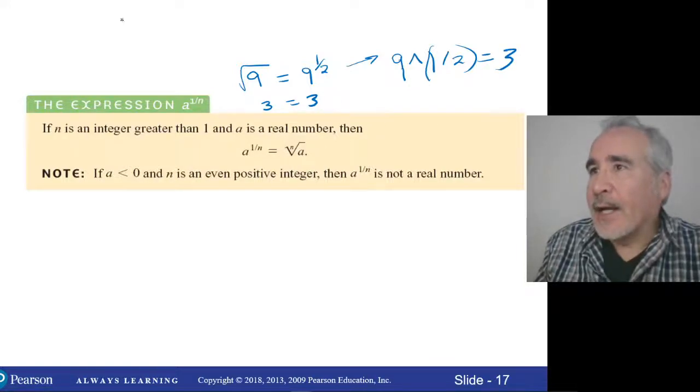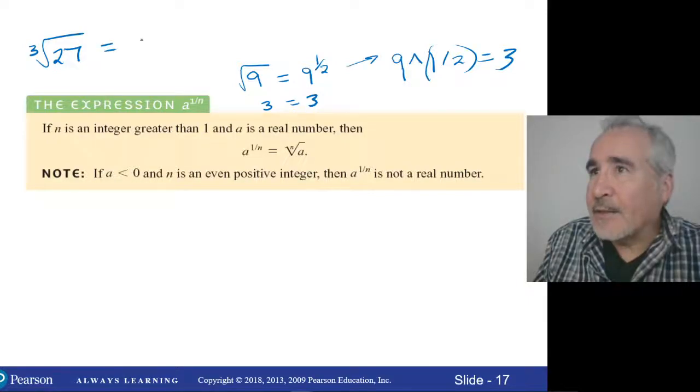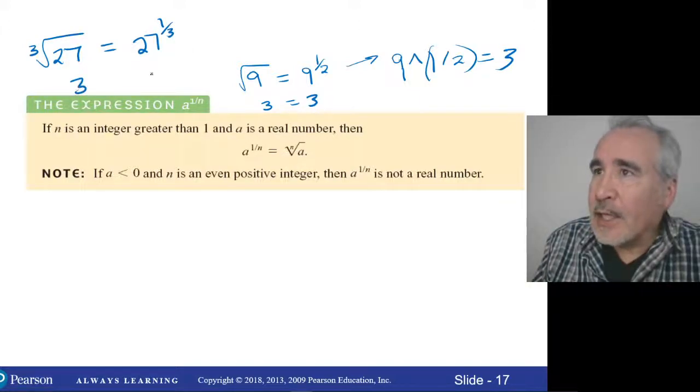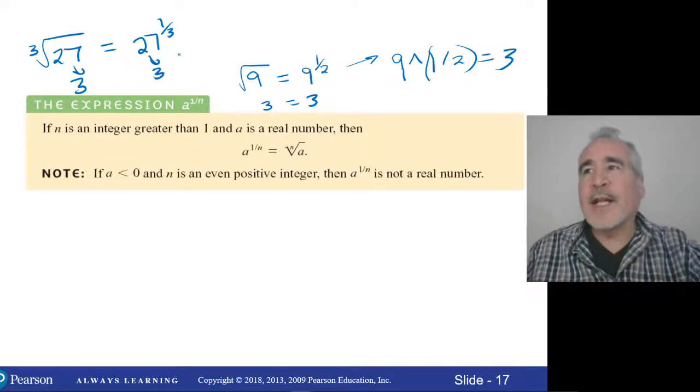Okay. Cube roots, right? 27, remember that's 3 times 3 times 3. So if we have a cube root of 27, that is the same thing as 27 to the 1/3 power. And both of these end up being equal to 3. You'll see. Okay, so it's just a different way of writing it.